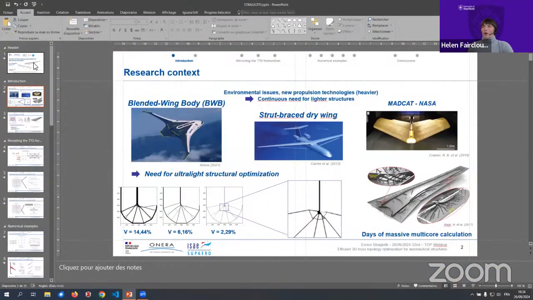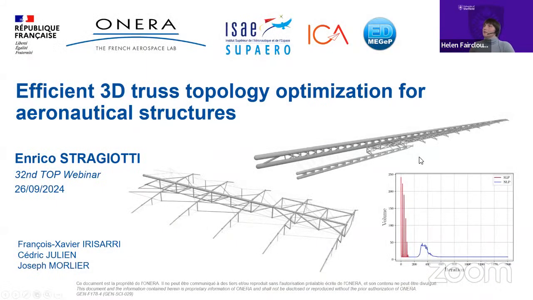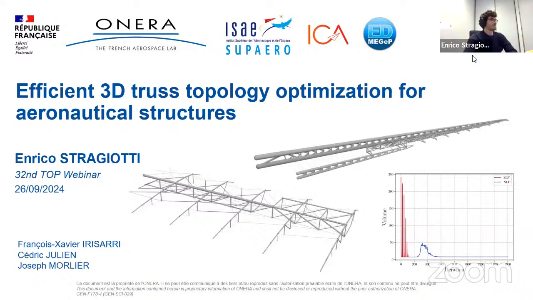Enrico is from ONERA in France, and he's going to be talking today about a slightly different application. He's going to be telling us about truss topology optimization for aeronautical structures. Over to you, Enrico. Thank you very much, Helen. Thank you very much for the invitation. So my name is Enrico Stragiotti, and today I will present to you my research entitled Efficient 3D Truss Topology Optimization for Aeronautical Structures, that has been recently published in the SAMO journal.